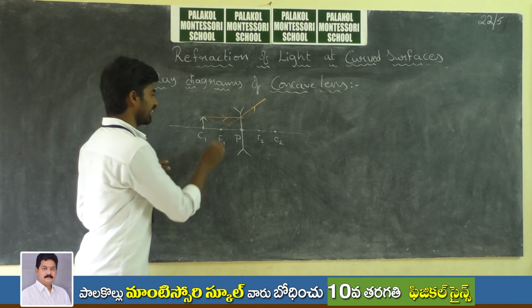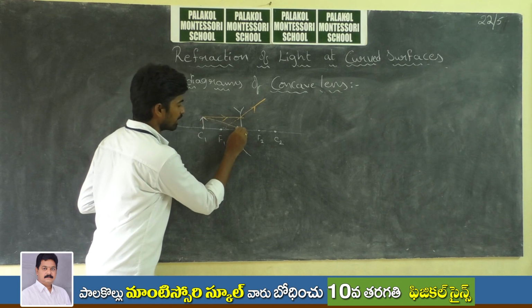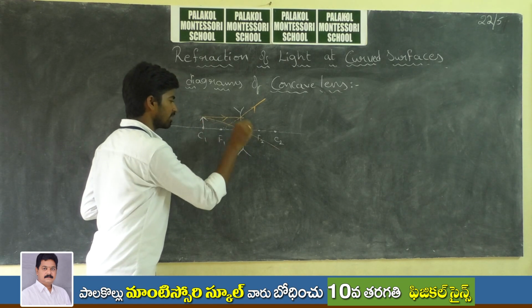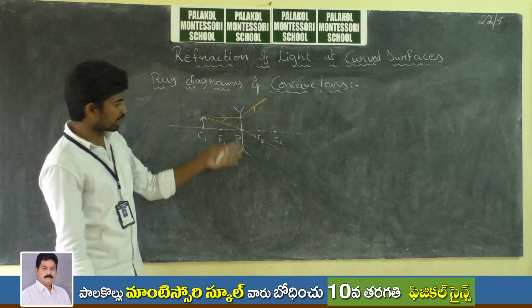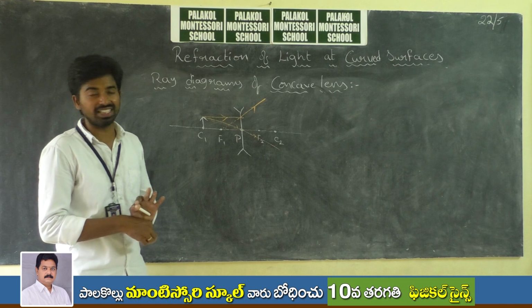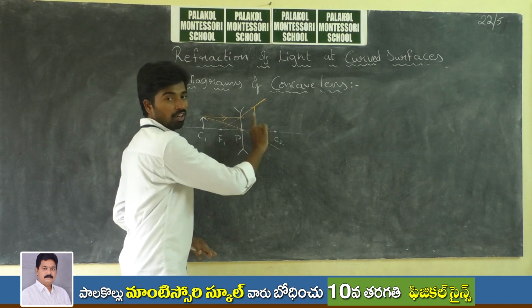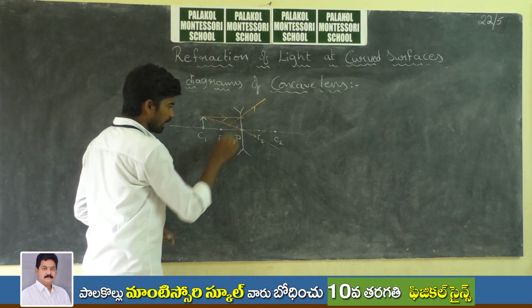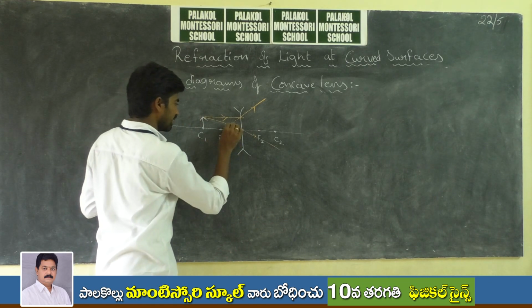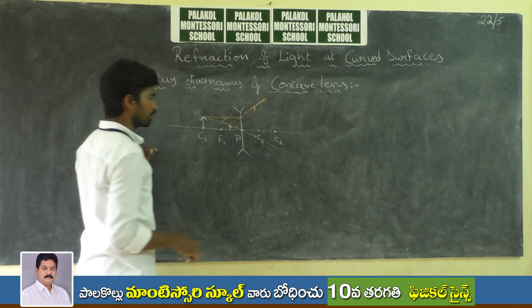And draw another light ray passing through the pole. If the light ray is passing through the pole, it follows an undeviated path. So where do these two light rays intersect? These two light rays will not intersect in the right hand section. Here the intersection will be observed.